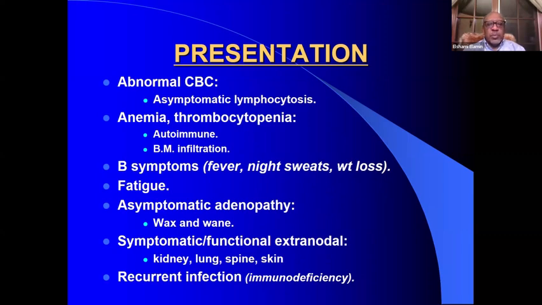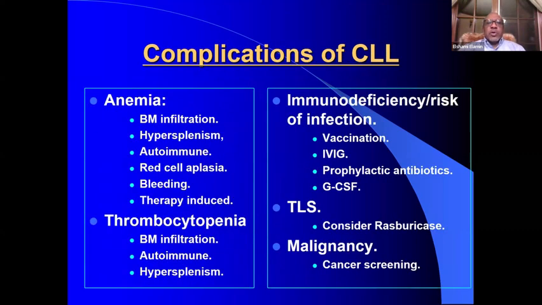May present with symptomatic functional extranodal problems, like if a lymph node blocks the kidneys, causing kidney problems, mediastinal lymphadenopathy, may present with respiratory symptoms, and so on. Or may present with recurrent infection, because we said these cells are functionally incapable, or they don't function properly, so they don't produce immunoglobulin, because, as you know, lymphocytes produce the immunoglobulins. So a patient may present with recurrent infection. These are the complications of CLL.